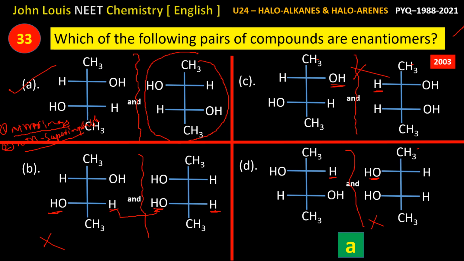So it should be a mirror image of the other, and one should be non-superimposable with the other one. Then this pair of compounds are called enantiomers. Therefore, here option A is the correct one. Hope you understood it clearly.